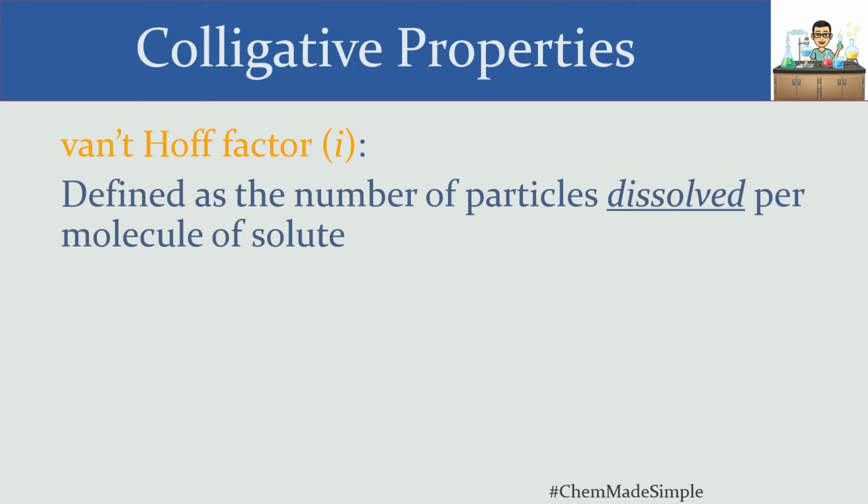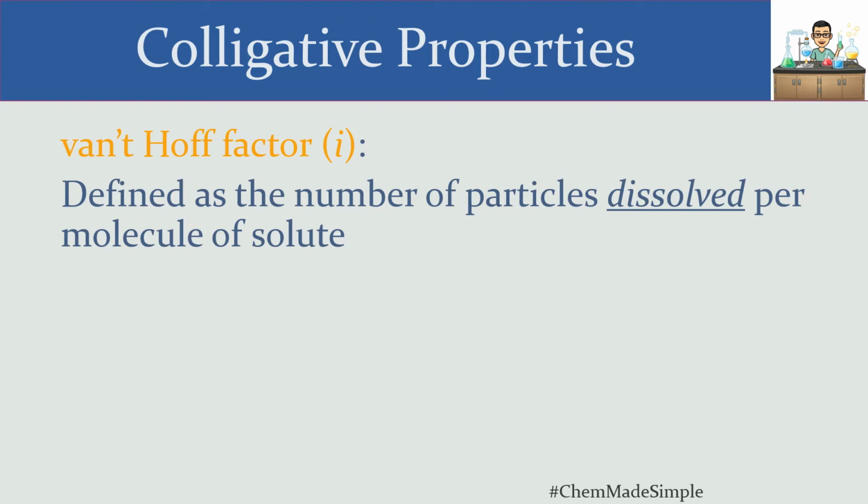And so the first thing we're going to take a look at in terms of defining these colligative properties is we have to take a head count. And that head count is called the van 't Hoff factor. And so the van 't Hoff factor is defined as the number of particles, and I'm underlining this and italicizing this because it's so important, it's the number of particles that are dissolved per molecule of solute. So in order to have a van 't Hoff factor other than 0, you have to dissolve. If you don't dissolve as a particle, your van 't Hoff factor is going to be 0.